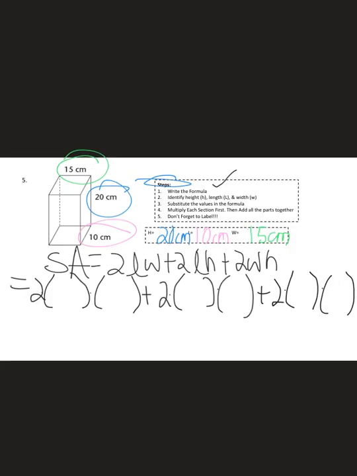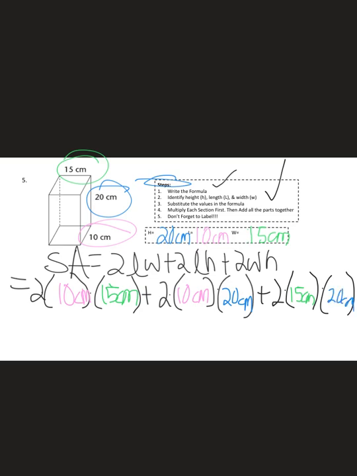All right, so step 2 is done, and then we have to go to step 3, which is substitute the values in the formula. So I have my formula set up, but with no letters, so I just put them in as placeholders. So now we are going to put the actual values in instead of the letters. So we have 2 times L, so we know our length is 10 centimeters, times width, which we know is 15 centimeters. And then we do plus 2 times length again, which we know is 10 centimeters, times our height, which we said is 20 centimeters, plus 2 times width, which is 15 centimeters, and then times our height, which is 20 centimeters. So step 3 is done.